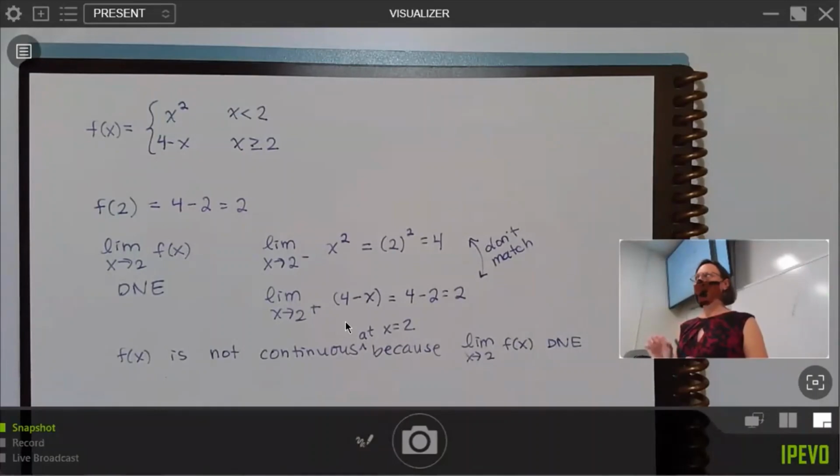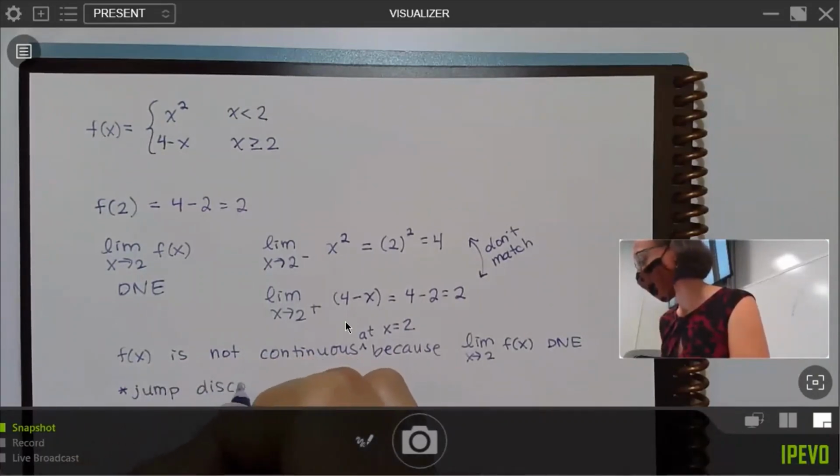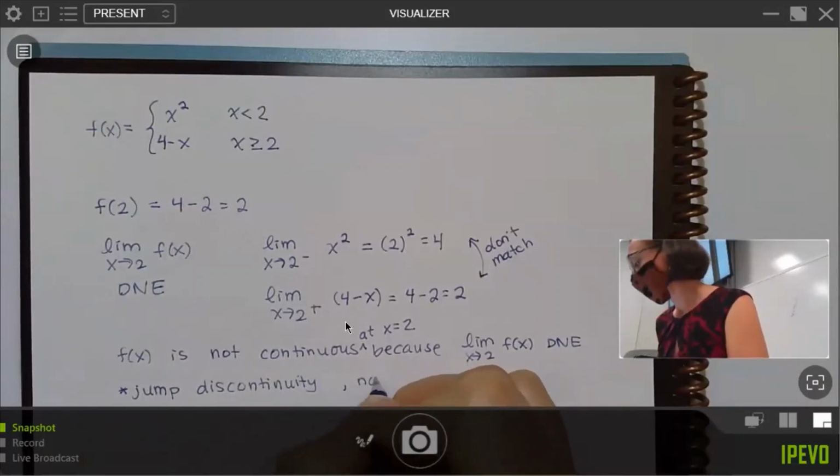If I needed to give a label to the type of discontinuity, this is a jump discontinuity, and it is non-removable. I don't know if anybody talked through those 2 vocabulary words, but I'll just throw them out here just in case. It's a jump discontinuity, and it is non-removable.